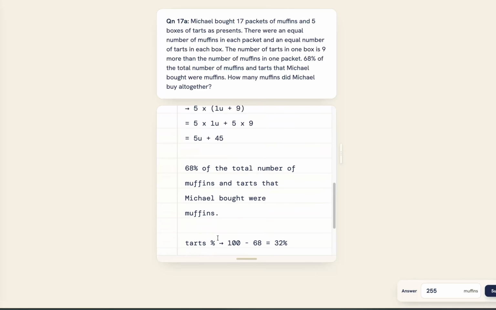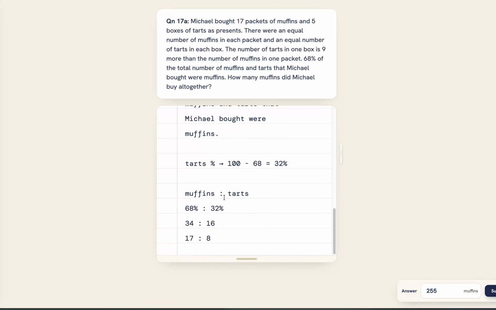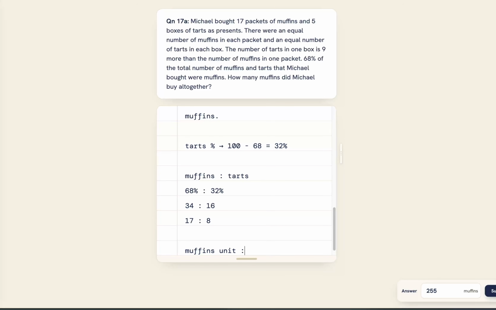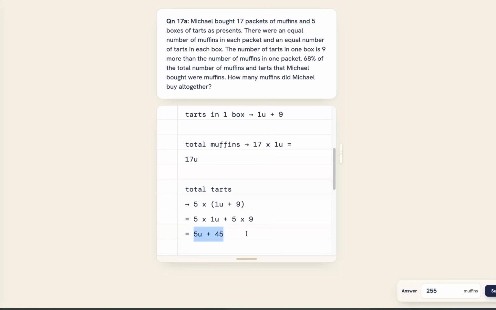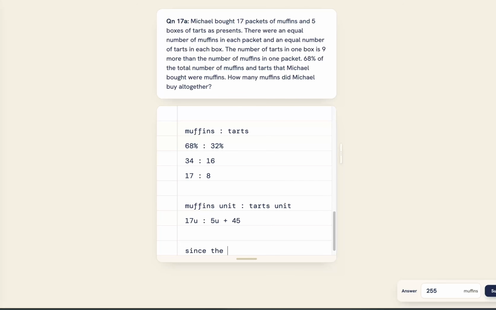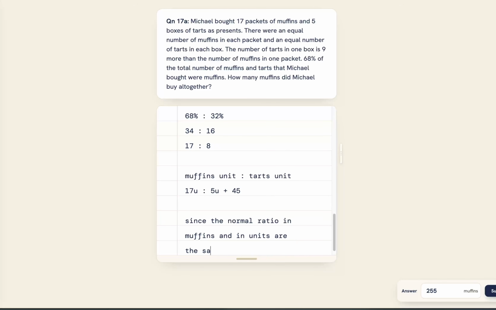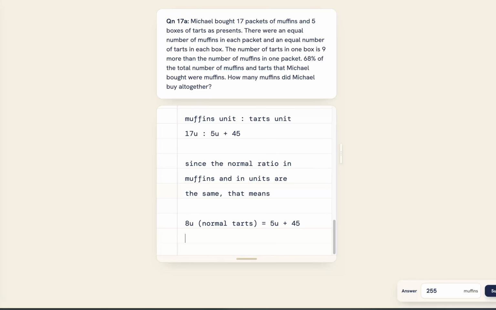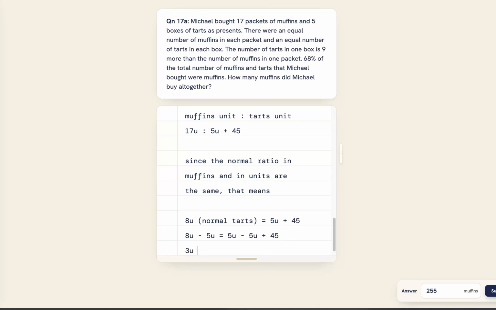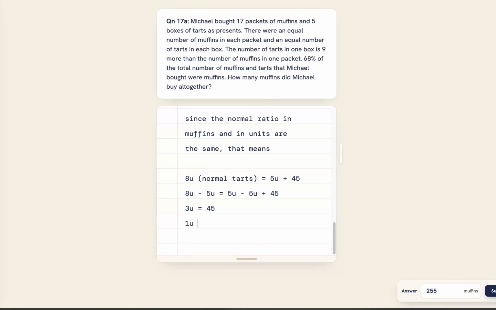And the thing is that we also know that the total muffins units, tarts units, is 17 units is to how many? 5 units plus 45. Okay, since the ratio, let's call this the normal ratio, in muffins and in units are the same. That means 8 units normal are equal to 5 units plus 45. So from here, we can minus 5 units on each side. This will then become 3 units equal to 45. That means 1 unit will then be equal to 45 divided by 3. This will give us 15.